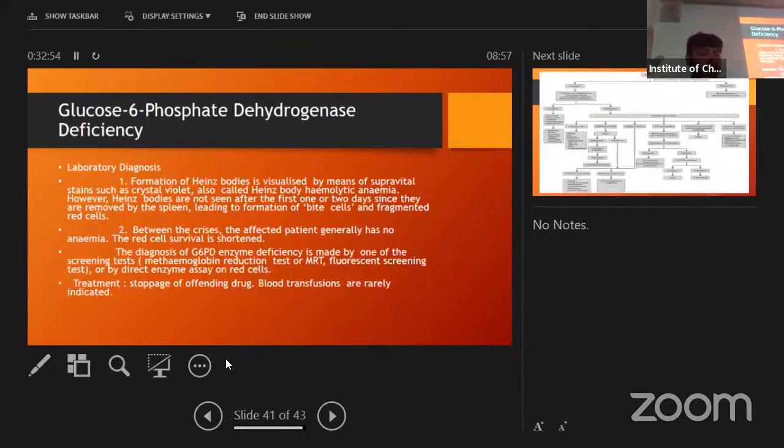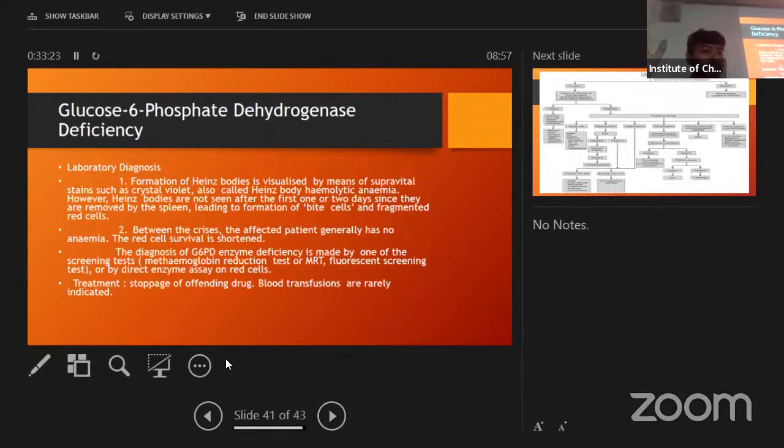The laboratory findings: basically it is a Heinz body anemia due to the deposition of denatured hemoglobin in the RBC, and there is destruction of the RBC by the spleen, seen as bite cells. Between crises, generally the patient does not develop anemia, and diagnosis of G6PD enzyme deficiency is made by one of the screening tests like the methemoglobin reduction test, direct enzyme assay, etc.